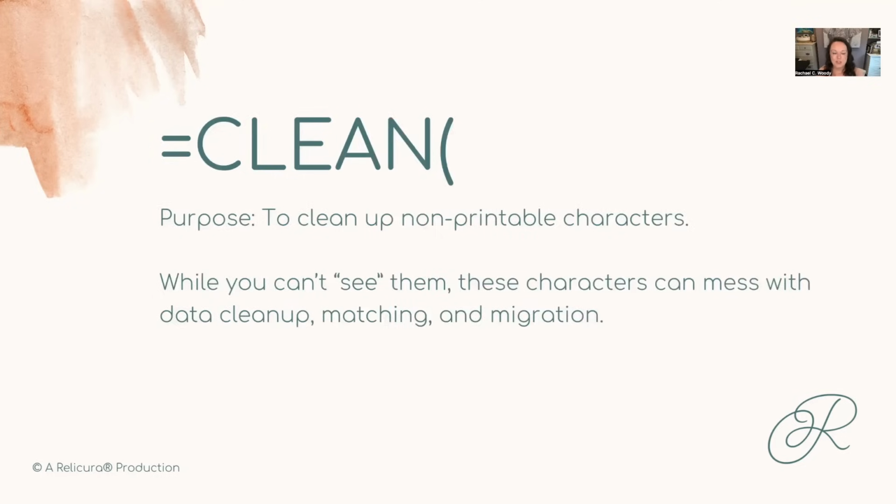For the CLEAN function, the purpose is to clean up the data areas where there are non-printable characters. That means we can't see them, but there is enough of something there, like a carriage return, that you can't necessarily see, but it's there and it's going to mess up any sort of data matching or introduce some data messiness or sloppiness visually for your data.